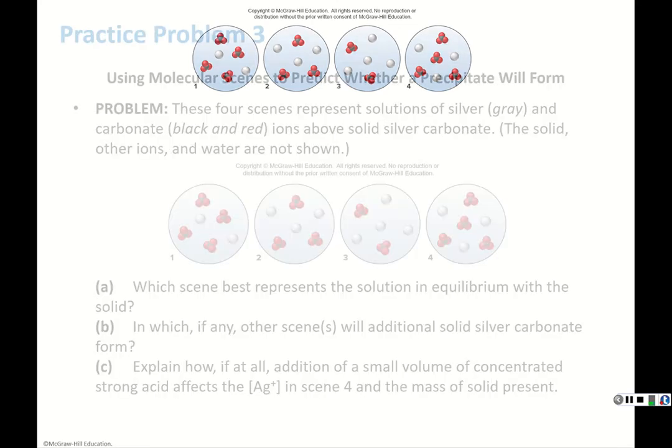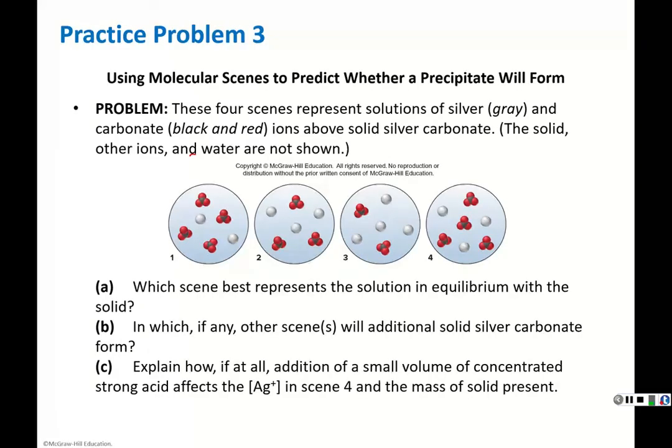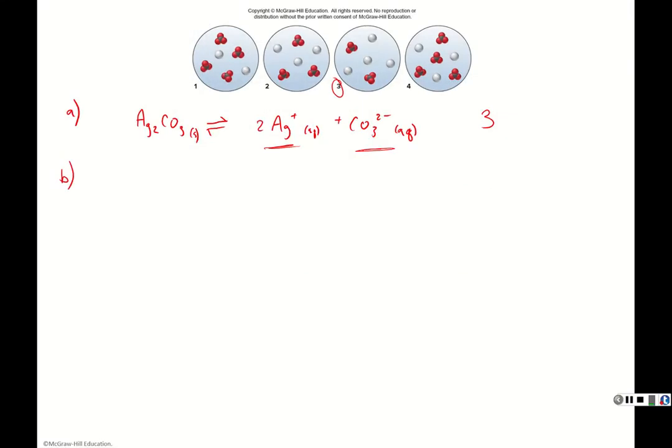Okay, so for part B, in which, if any, other scenes will additional solid silver carbonate form? Right, if we look at scene 3, and assume QSP equals KSP for it, how do we calculate that? It would be silver plus squared times carbonate.